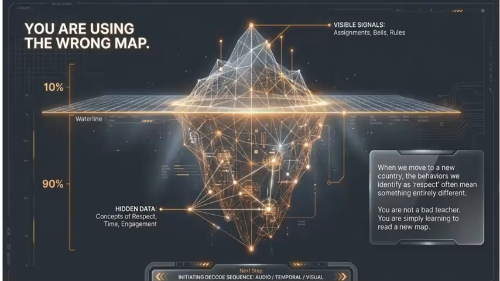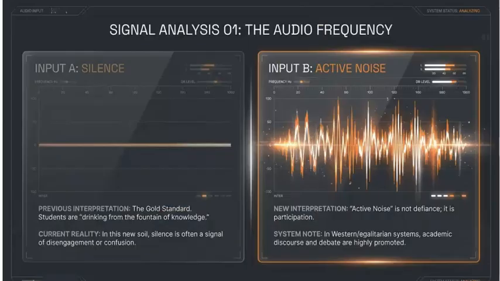So yeah, are you using the wrong map? Or are you using an old map? When we move to a new country, the behaviors we often identify as what we used to becomes totally different. Remember this. You're not a bad teacher, you're simply learning to read a new map, okay? So go easy on yourself.